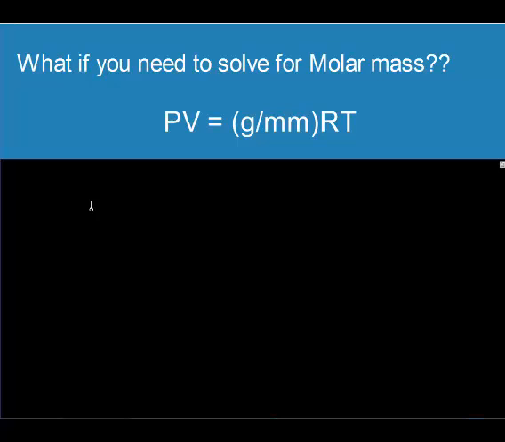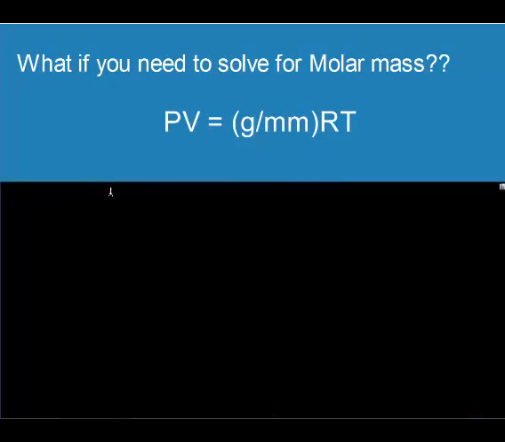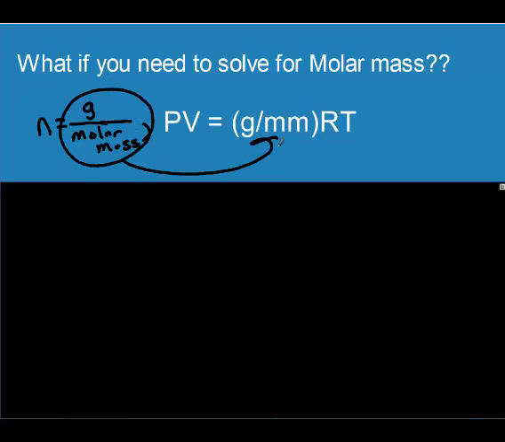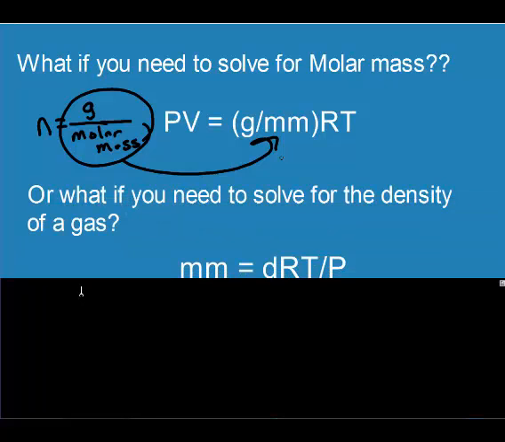But sometimes you need to solve for molar mass. Remember that molar mass, we can plug it in and say that PV is equal to grams over molar mass times RT, because moles is equal to the grams over the molar mass. Or you can just solve for moles and then plug it into your equation. Moles is equal to grams over molar mass and solve for molar mass.